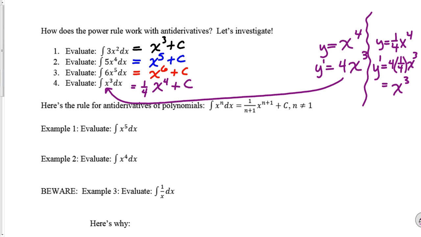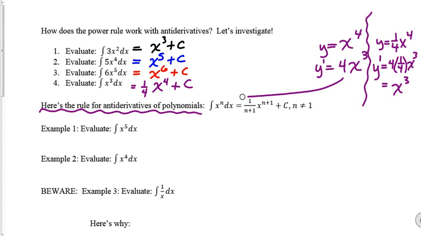Well, that one was a little tricky. But let's see if we can figure out what the rule is. Here is the rule for antiderivatives of polynomials, which simply means we're involved with the power rule of some sort.